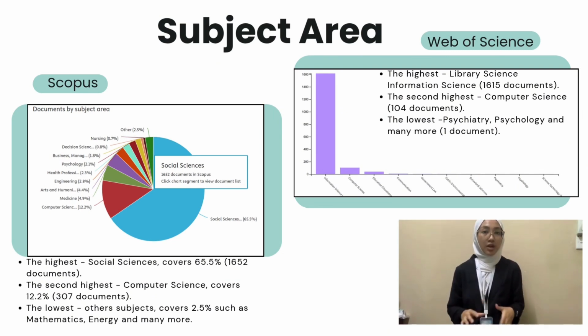Science is the subject area with the highest number of documents published related to our topic, which published 1,650 documents. It is followed by the second highest, which is Computer Science, which only published 104 documents. And the lowest subject areas are such as sociology, psychology, social issues, and others, which only published 1 document.